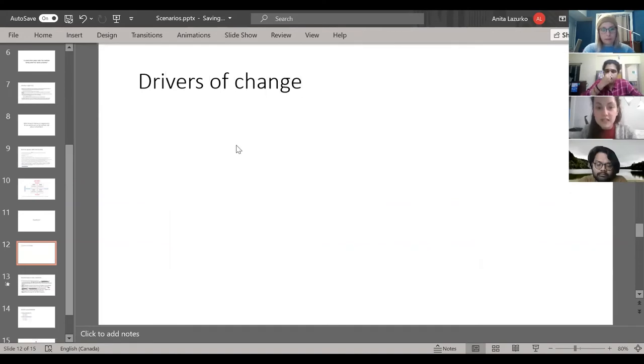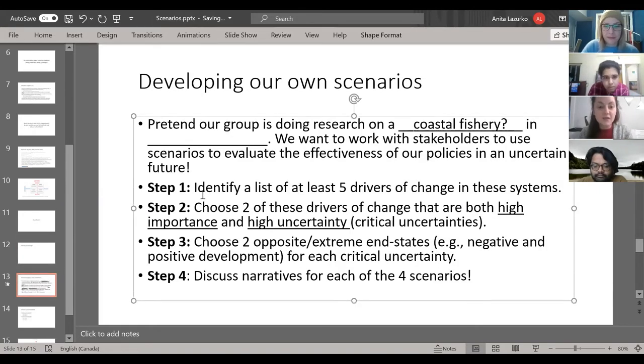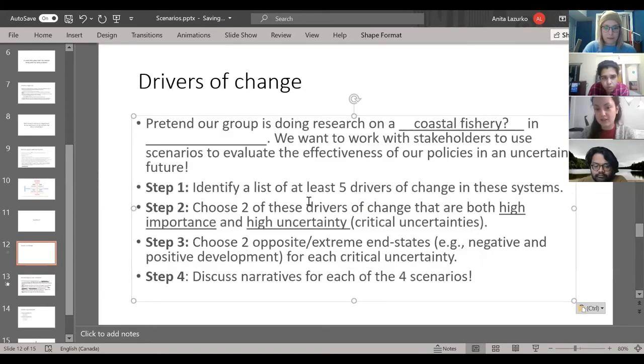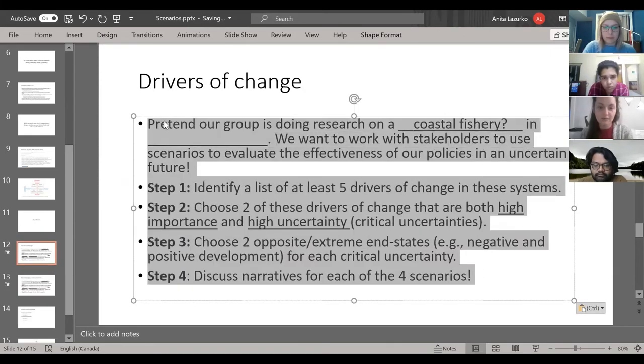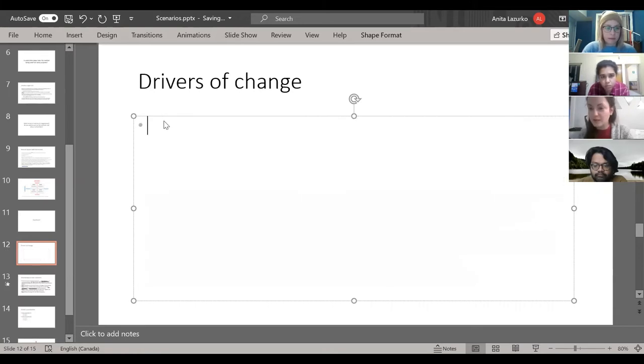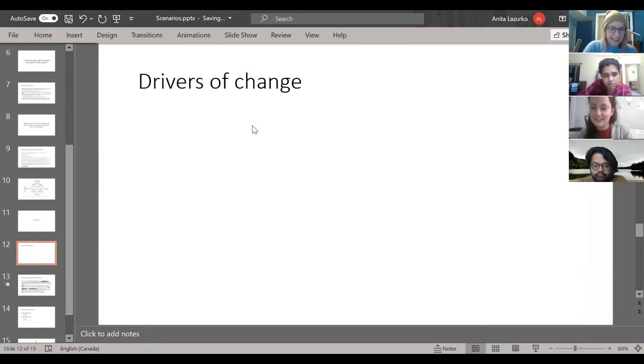So first thing, feel free to put these in the chat or to unmute yourself and throw them out there, popcorn style. Emily, I don't know if you want to facilitate since we have quite a few people. Just brainstorming some potential drivers of change in a coastal fishery in Canada. I know it's vague, but I'm sure we will have some ideas. I'll keep an eye on the chat and I'll let you know. Okay, amazing. Don't be shy. There's no right or wrong answer here.